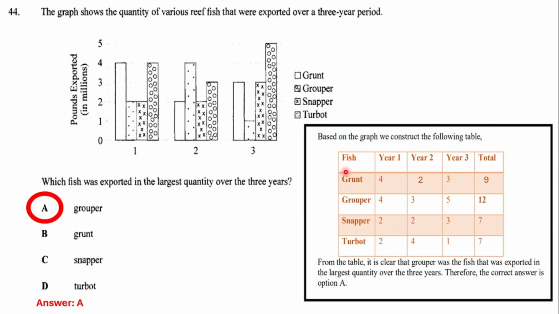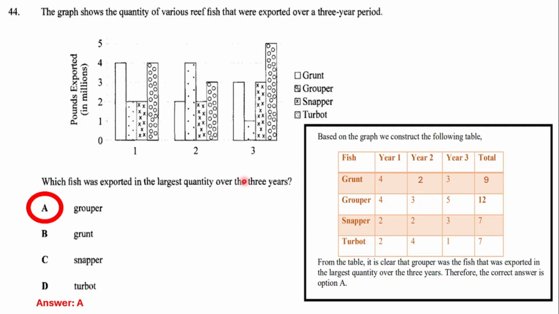Now let's move on to the snapper. The snapper, well, in year 1, the snapper is 2. Year 2, the snapper is 2 as well. Year 3, the snapper is 3. And so we have 2 plus 2 is 4, and 4 plus 3 is 7. So the total is going to be 7.